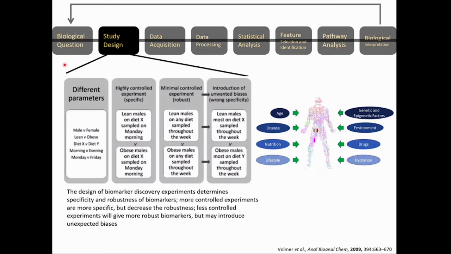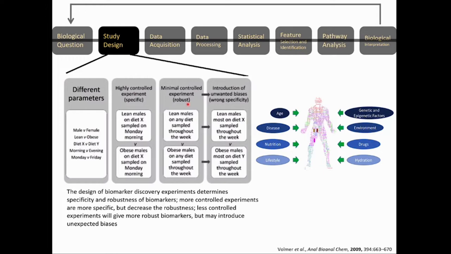So once you have your biological question, you have to pay significant attention to how to design your study. And there are different approaches. You can go from a very controlled study, very specific. You can control the diet, you can control the sampling time, you can control the age of the individuals. And that is good because it's very specific. But the problem is that those biomarkers typically are only going to work under those specific conditions of the study design. So if you look at individuals that are outside of those conditions, then the biomarkers may not work.